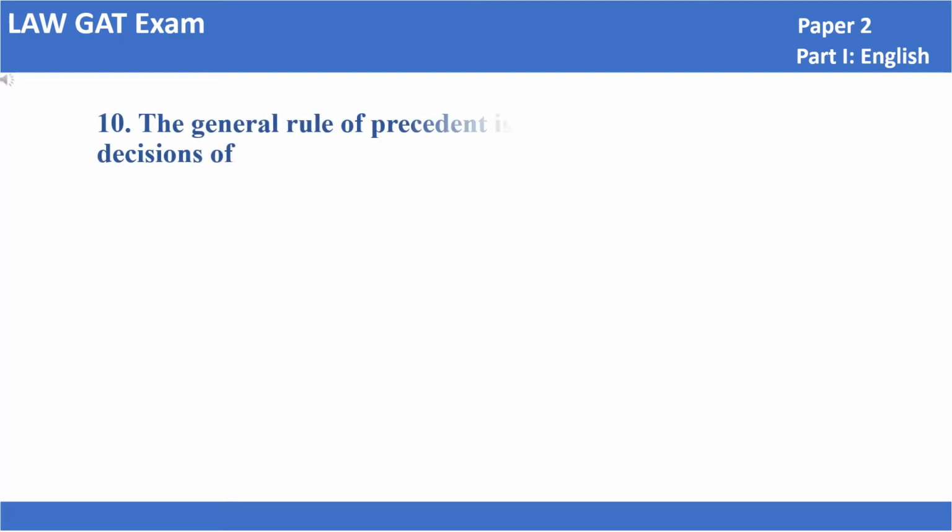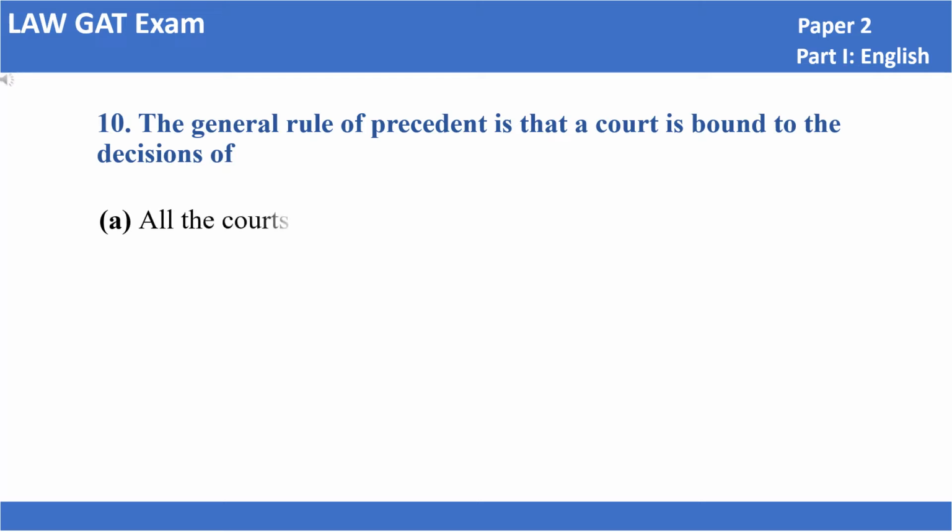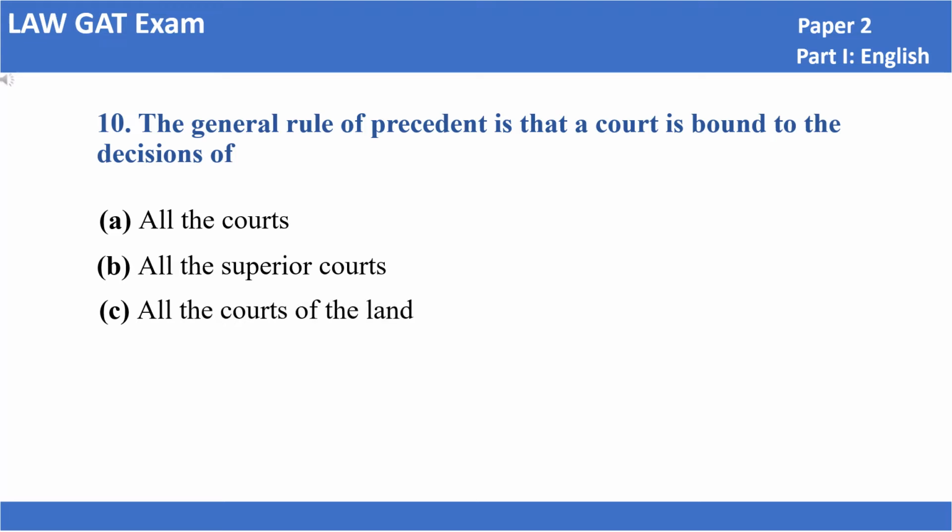The general rule of precedent is that a court is bound to the decision of option A, all the courts, option B, all the superior courts, option C, all the courts of the land, option D, all its subordinate courts. The correct answer is option B, all the superior courts.